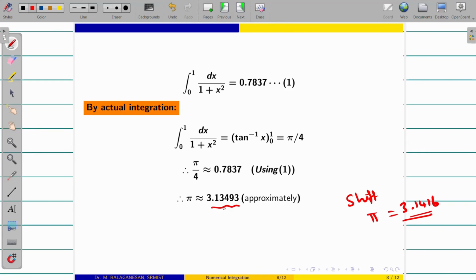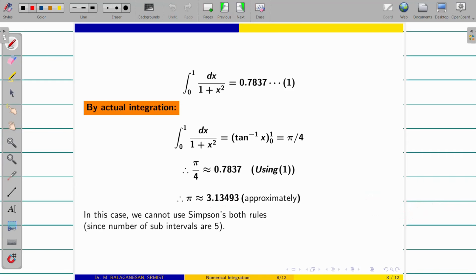But using numerical concepts, we can find the approximate one nearer to the exact. Got it? That's it, guys. It's so simple, the integration concept. Right. Come to the next problem.